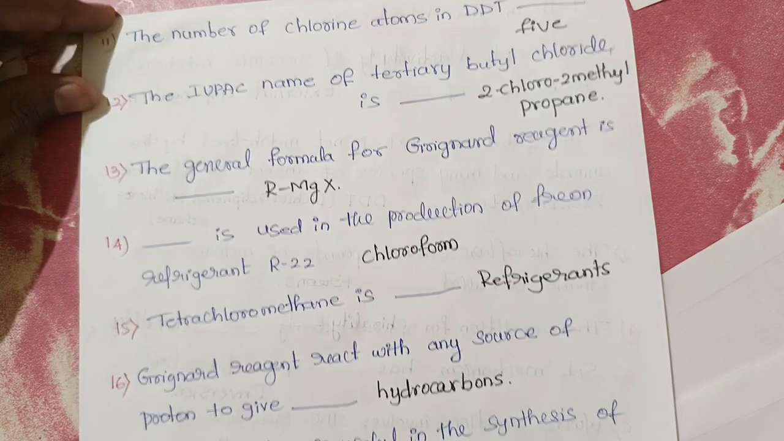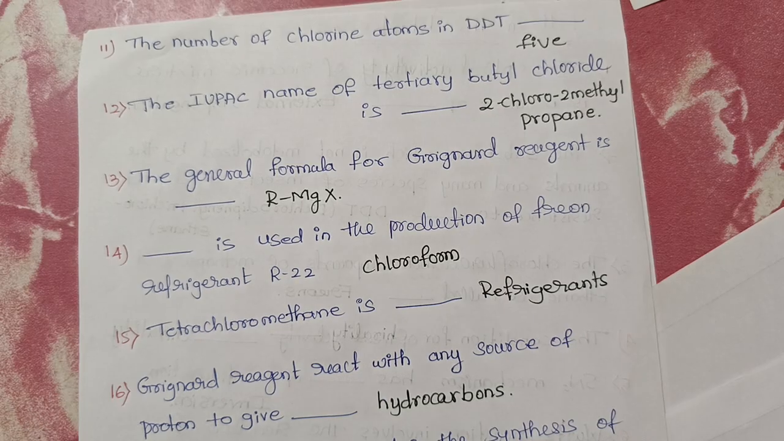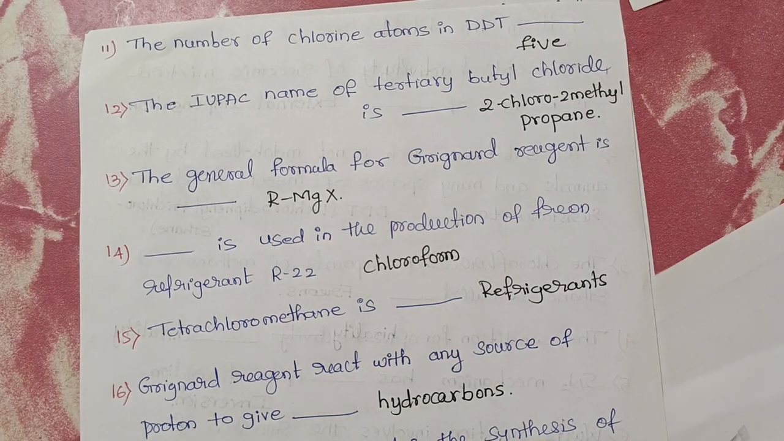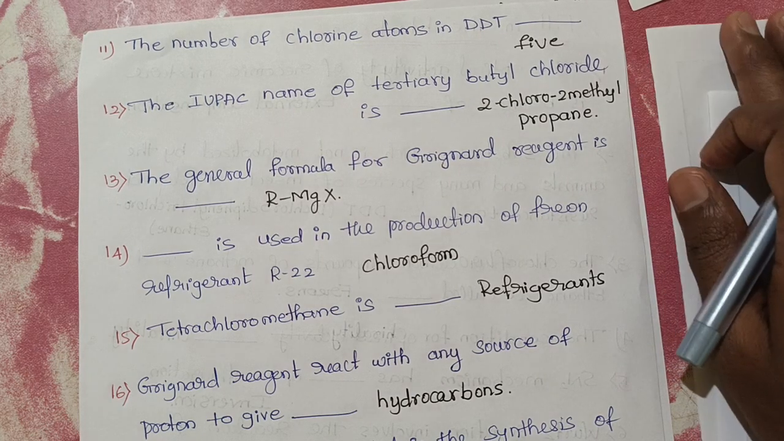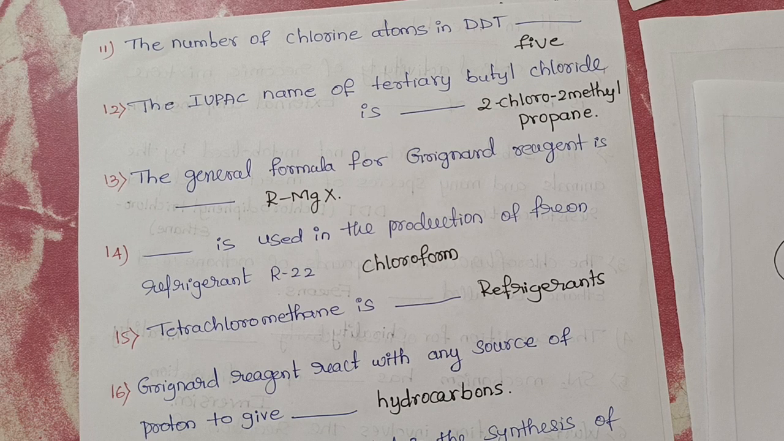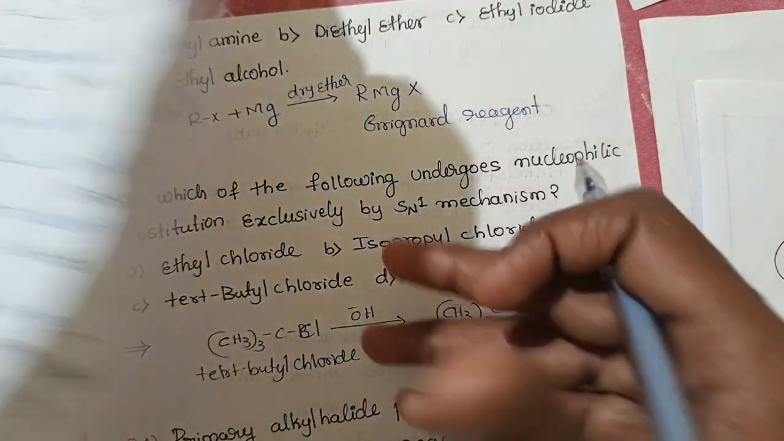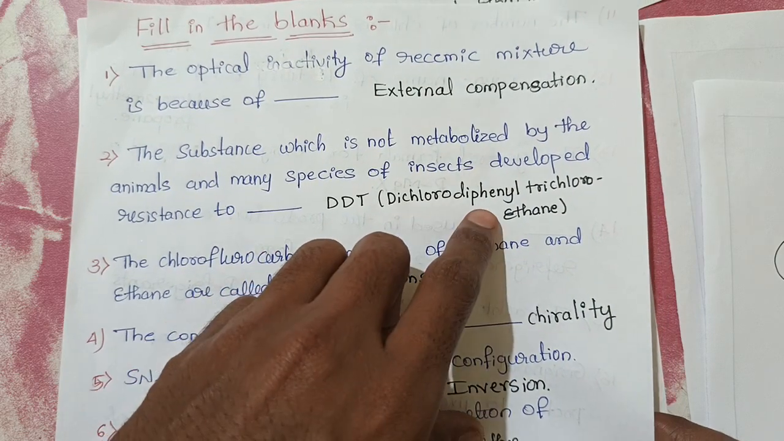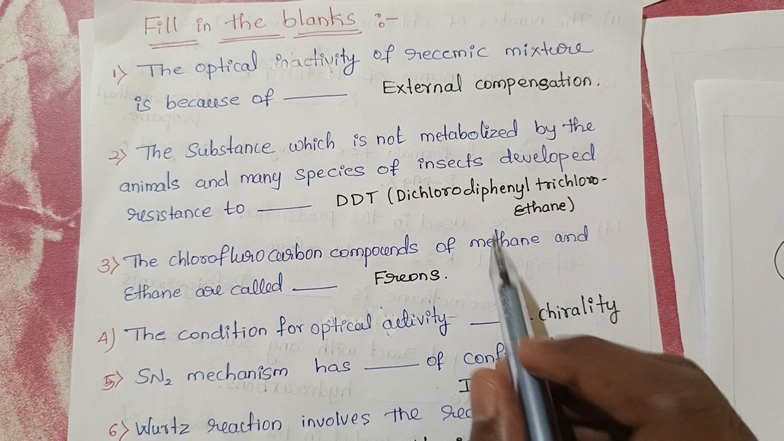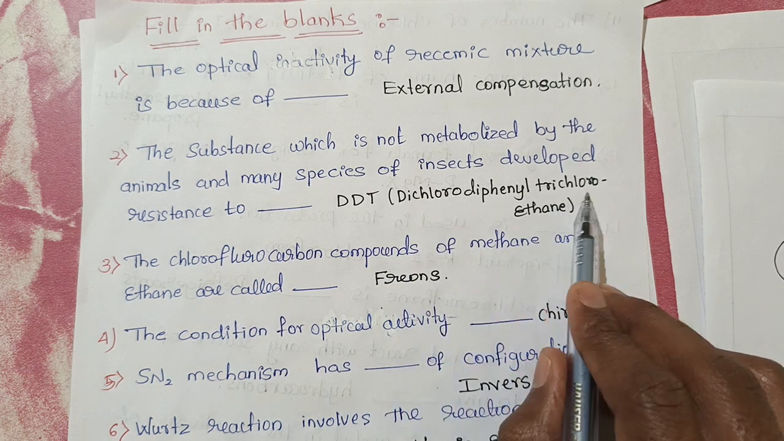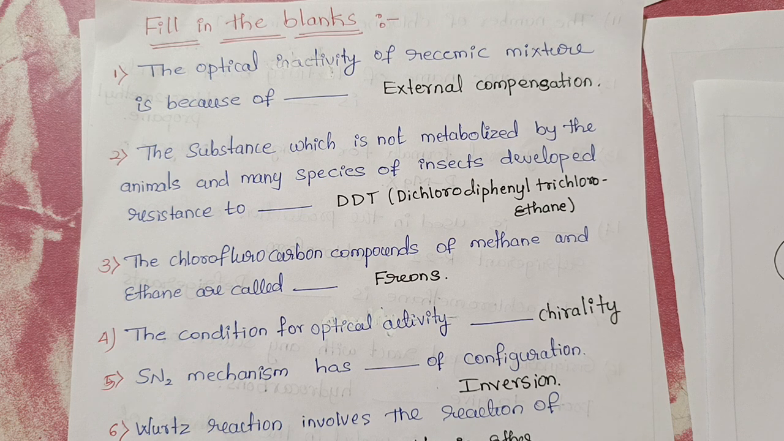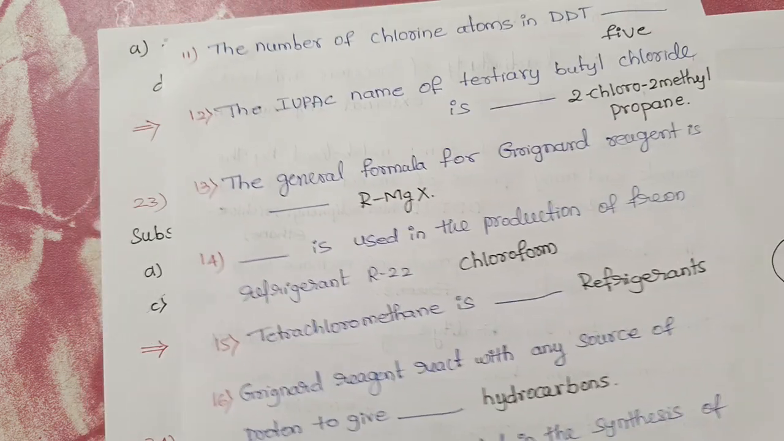Then the next question, question number 11: the number of chlorine atoms present in DDT. This is a very important question. If you neglect the DDT structure, or if you have not read about DDT, you will not be able to attempt such questions. So at least you have to remember the full form of DDT, as I said. DDT is nothing but dichloro diphenyl trichloroethane. The name itself is there. How many chlorines are there, count. Here 2 chlorines, here 3 chlorines. Total how many chlorines are present in DDT? Total there is a presence of 5 chlorines in DDT.